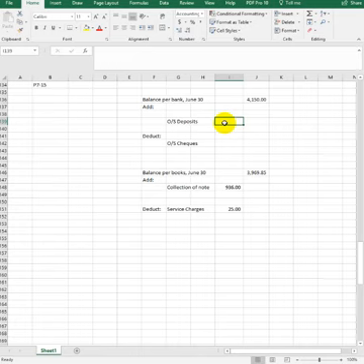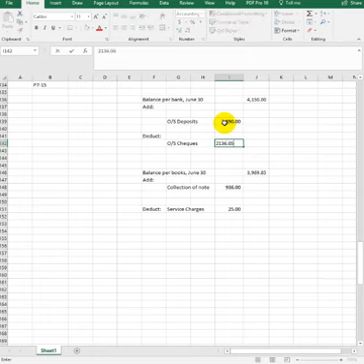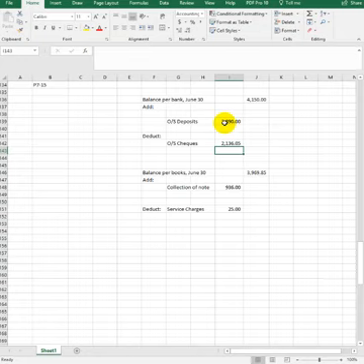Next, receipts for June of 28.90 were not deposited until July the 2nd. So those are outstanding deposits, $28.90. And it also says checks outstanding on June 30th were $21.36.05.